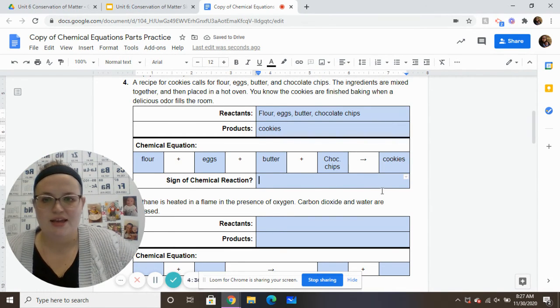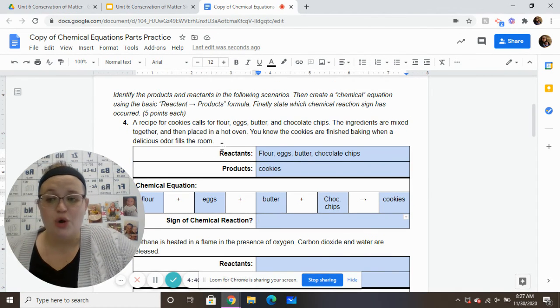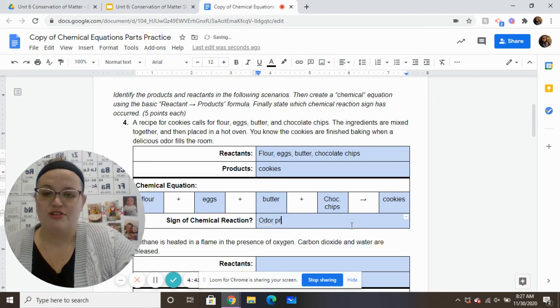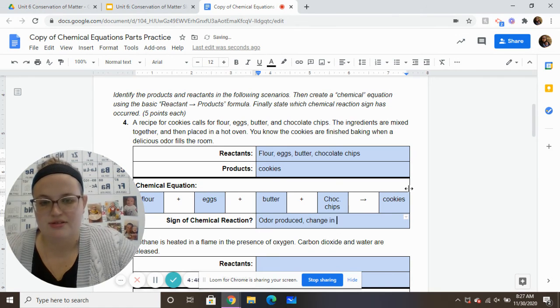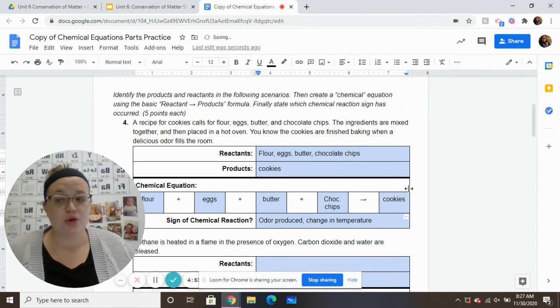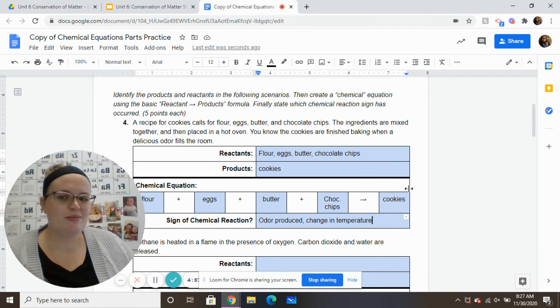And then what's my sign of chemical reaction? There are several. One of them that's really obvious is the delicious odor. So an odor produced. We also know that we place it in a hot oven, so we're going to have a change in temperature. Now there's some less obvious ones, like when cookies bake, they're going to change colors, but that's not specifically listed here. I only need one of these signs here, so you could say odor or change in temperature.